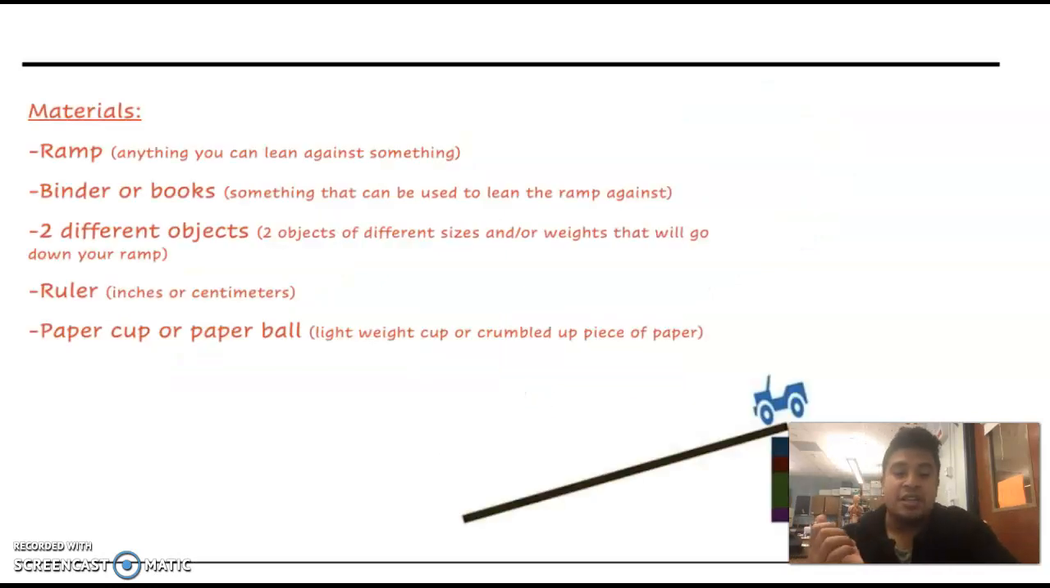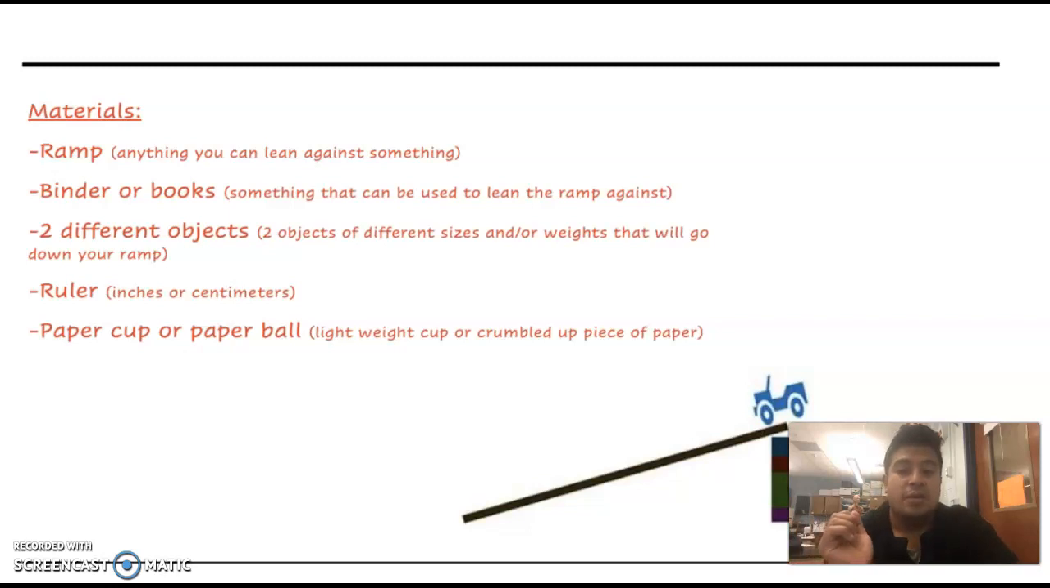So before anything, there is another PowerPoint which shows you and demonstrates the materials that would be needed. But here's the list. If you're at home or you're with me, these are the things you're going to need. You're going to need a ramp, which is anything you can lean against something. A binder or books, something that can be used to lean the ramp against, and two different objects. The two different objects of different sizes and/or weight that will go down your ramp. A toy car, a ball, who knows.